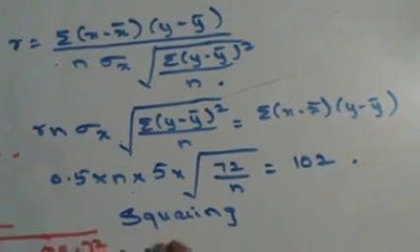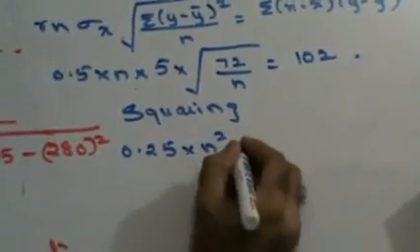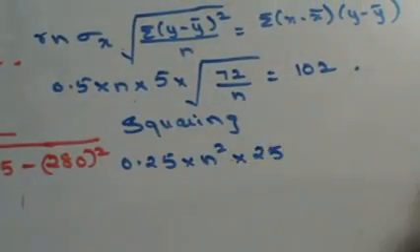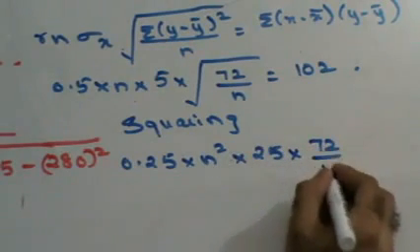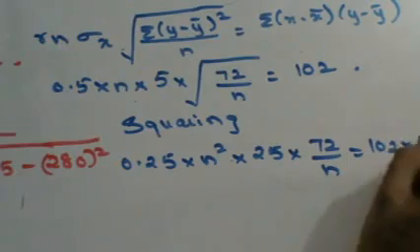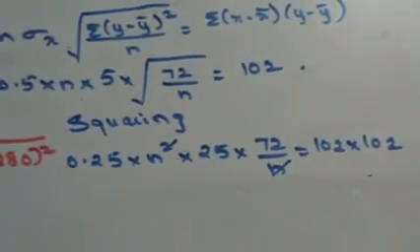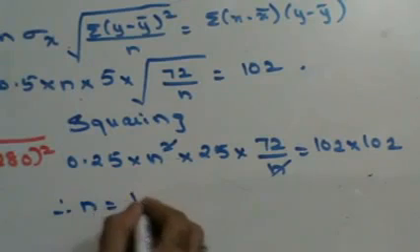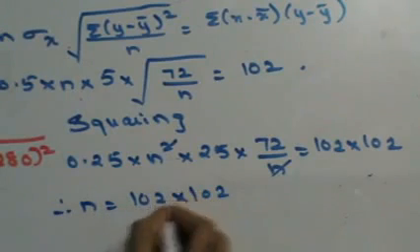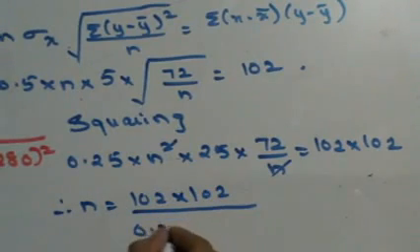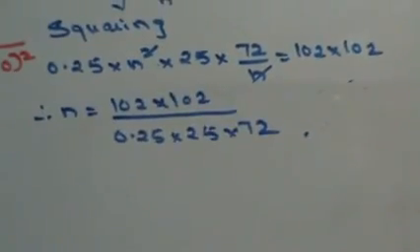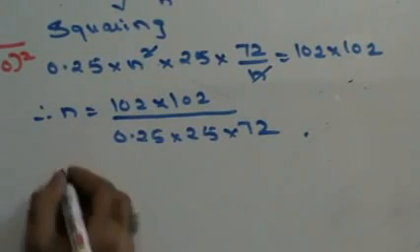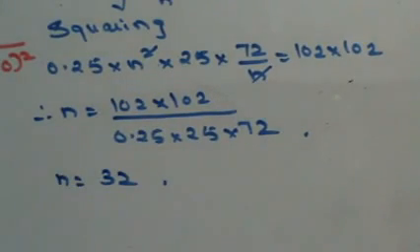0.5 square will give you 0.25 into n square. 5 square will give you 25 into the square root, and the square will get cancelled. So 72 upon n is 102 into 102. N and square gets cancelled. Therefore I'll get n is 102 into 102 upon 0.25 into 25 into 72. Right? Solve this equation. When you solve this, you will get the value of n to be 32. So the number of observations is going to be 32.